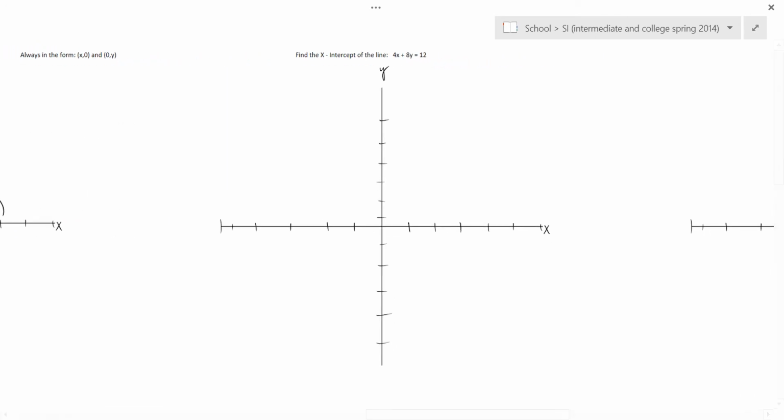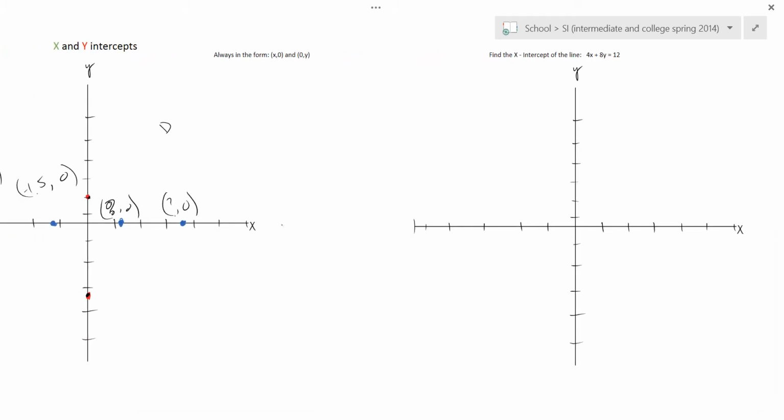So let's do an example. I figured that's the best way to do it. Oh, I have a note. Because of the fact that the x-intercept always has a value of y as 0, so you will always say whatever the x value is, then you'll say comma 0. And same for the y, so you have 0, y.